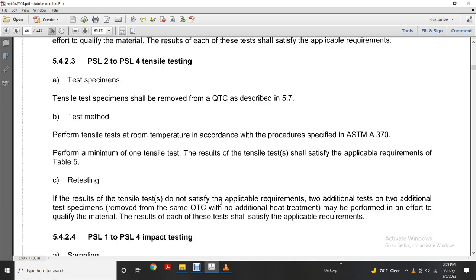Retesting: if the result of the 1 tensile test does not satisfy the applicable requirement, perform 2 additional tests, removed from the QTC, with additional heat treatment that may be performed in an effort to qualify the material. The result of each of the tests shall satisfy the applicable requirement.